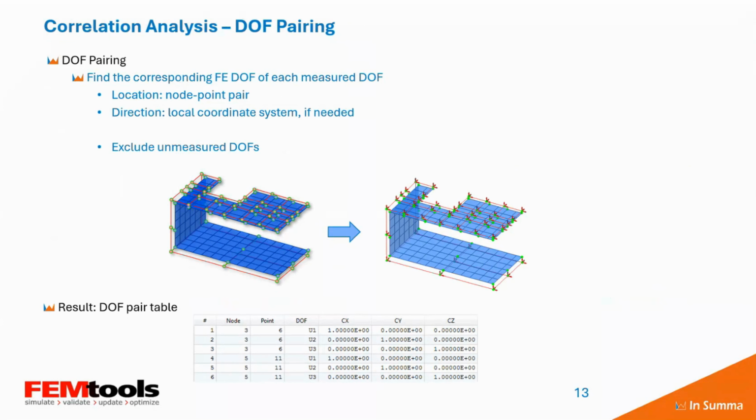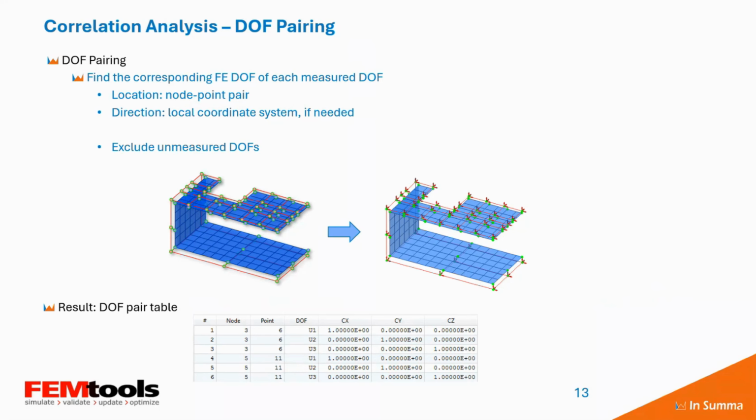And closely related to what I just described is the degree of freedom pair table. The degree of freedom pair table connects the degrees of freedom in the FE model with those in the test database. This table can also be created either manually or automatically within FEMtools. We will have a look at how that is done later on in the demo case.